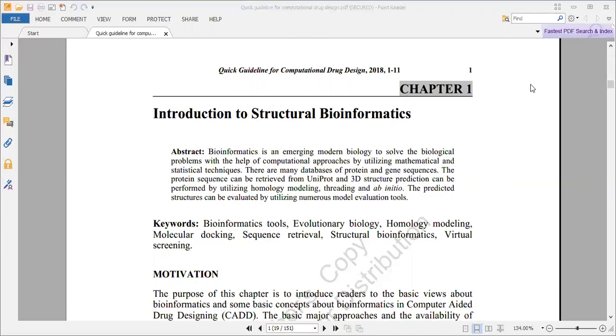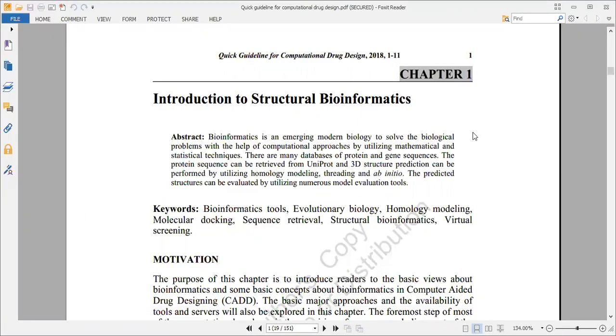So, in the last lectures we discussed computational drug designing and conventional drug designing, and the limitations and benefits of both. Then we also had a look at the preface and foreword of the book Quick Guideline for Computational Drug Design. So today we will study the introduction of structural bioinformatics in chapter 1 of the book Quick Guideline for Computational Drug Design.